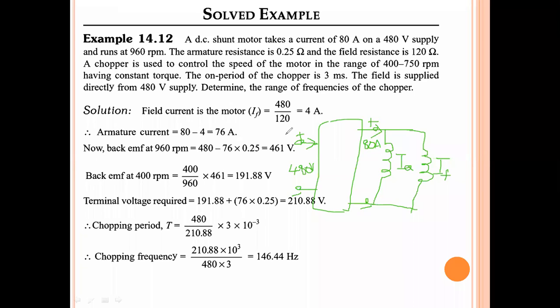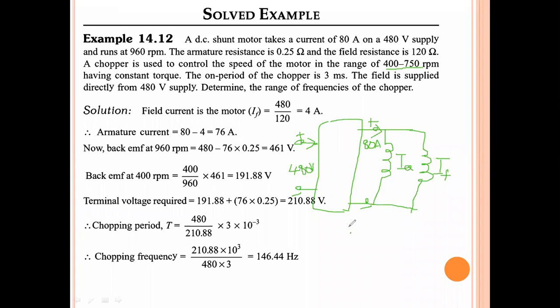Out of that, he has given the supply as 480 volts, the armature resistance as 0.25 ohm, and the field resistance as 120 ohm at 960 RPM. So these are the values at 960 RPM. The speed is 960 RPM, but we need to calculate the frequencies for the 400 to 750 RPM range.